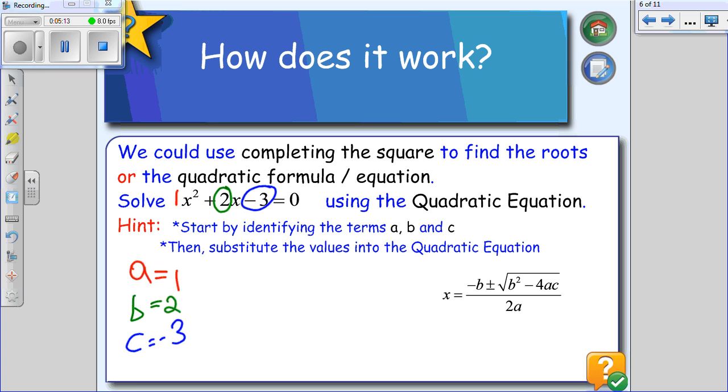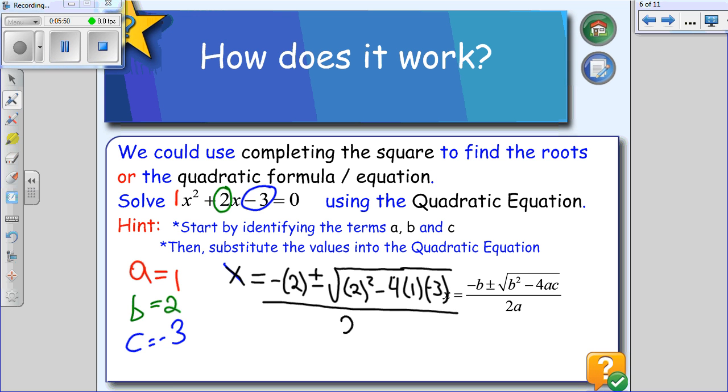All you do is you plug in all of the values that you just found, but use brackets. So x is equal to negative b plus or minus the square root of b squared minus 4 times a times c. And that's all divided by 2 times a. Notice that I use brackets every single time I did a substitution. That's not a coincidence.